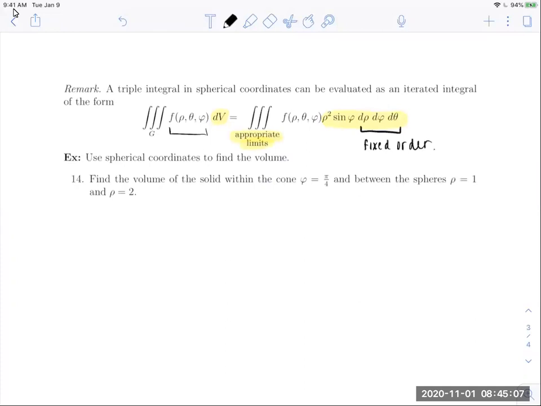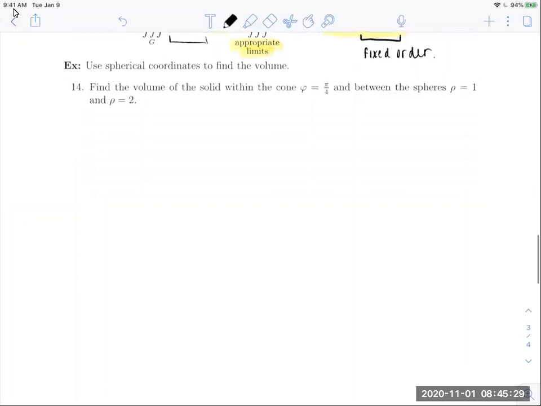All right, let's take a look at 14. This is another example where they're going to describe your solid and you need to set up your integral from scratch. Use spherical coordinates to find the volume. Find the volume of the solid within the cone, phi equals pi fourths, and between the spheres, rho equals 1 and rho equals 2. So this actually has a picture that's very similar to what we did in problem 10.